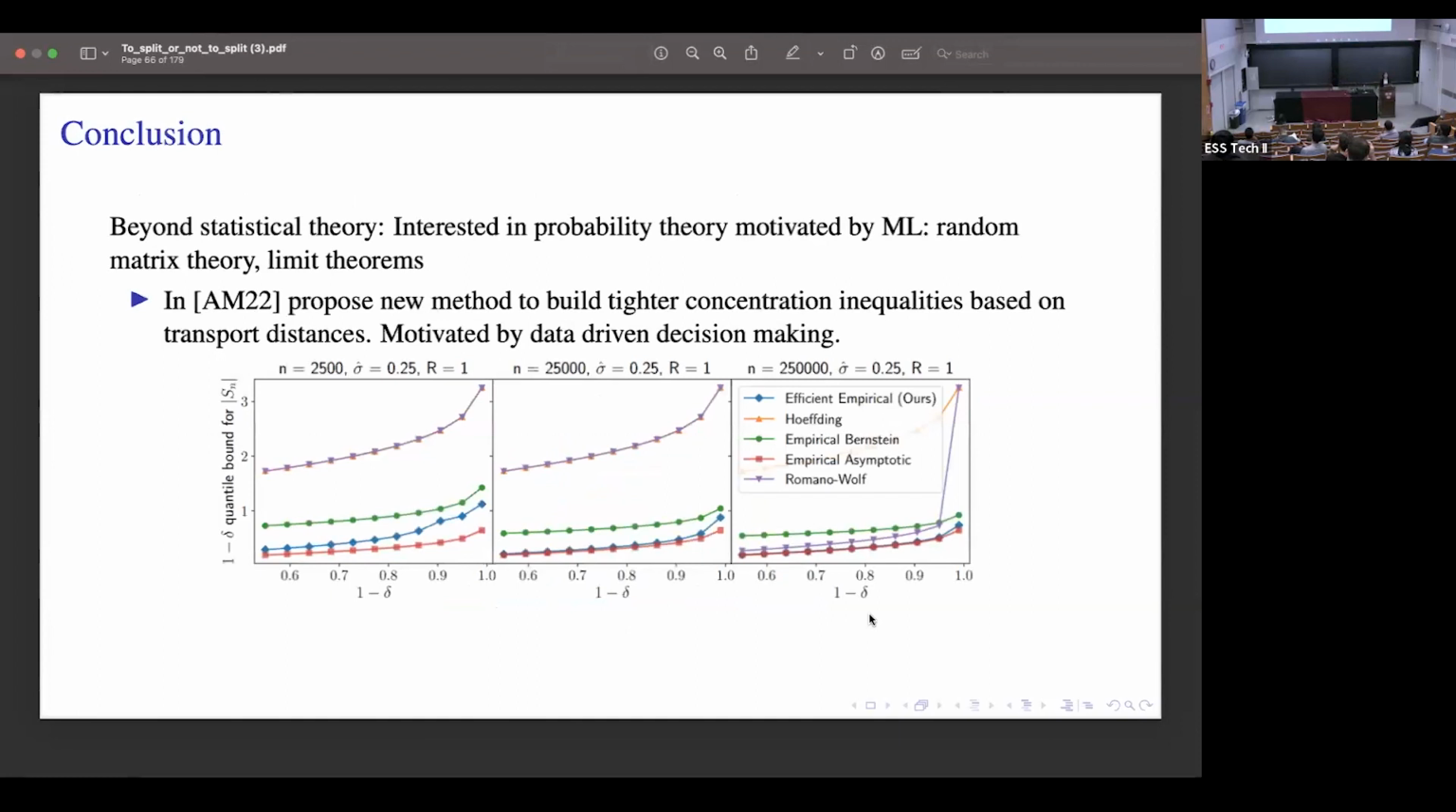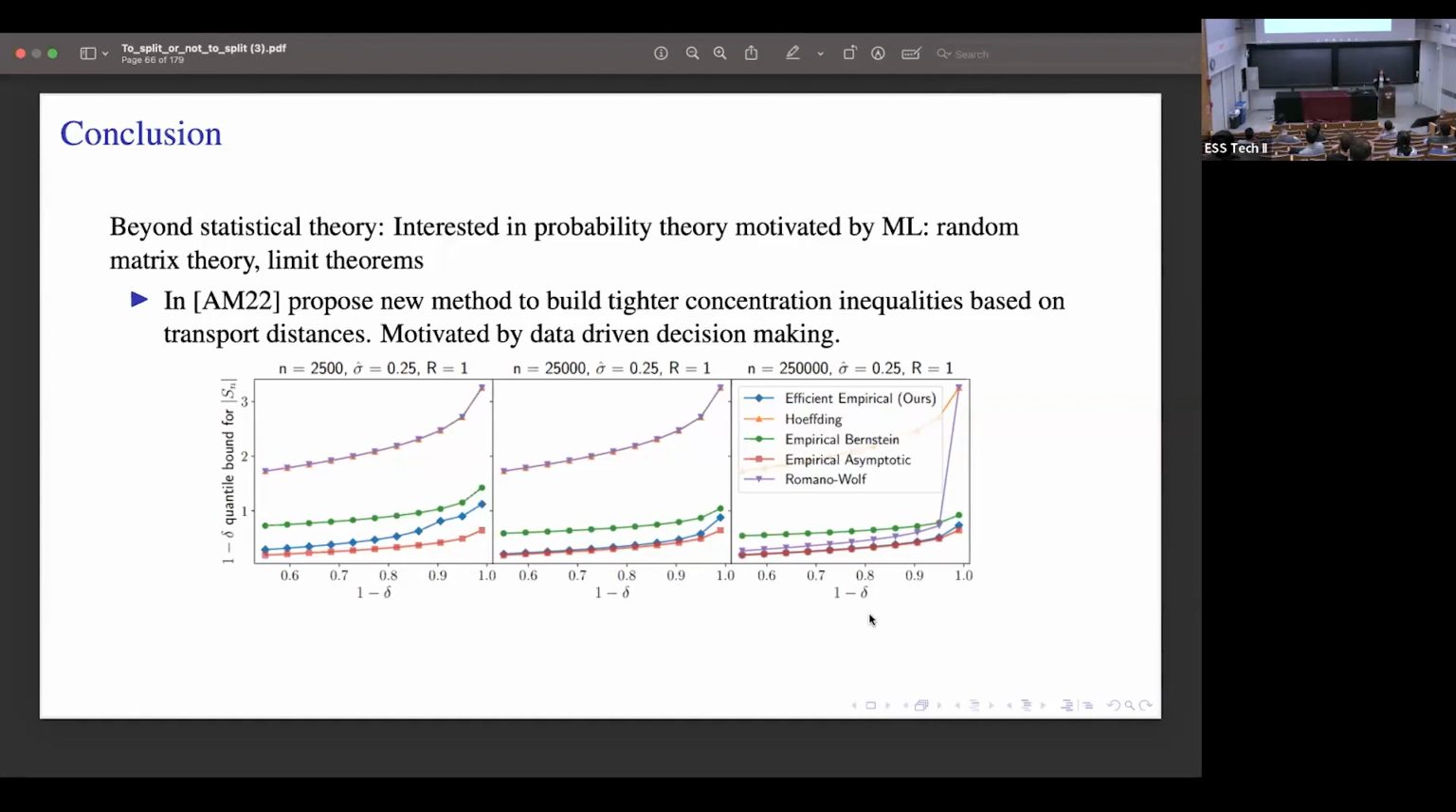I've been interested, with Lasse at Microsoft, in trying to propose new ways to build concentration inequalities. The aim is for our concentration inequalities to be smaller, and notably to become tighter and tighter as we get more data. The motivation for us is coming from data-driven decision-making problems and reinforcement learning, where concentration inequalities are used over and over again to quantify the uncertainty that we have. And because they're used over and over again, we want to get confidence intervals that are as tight as possible.